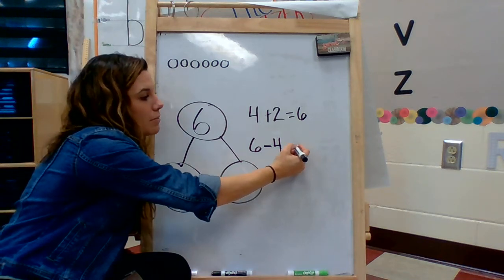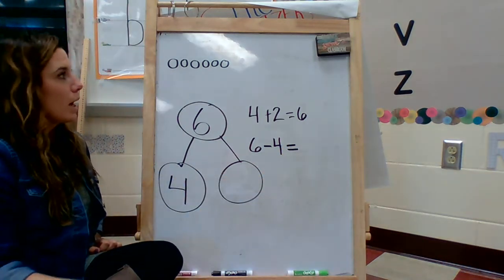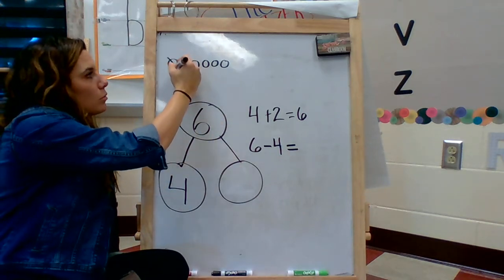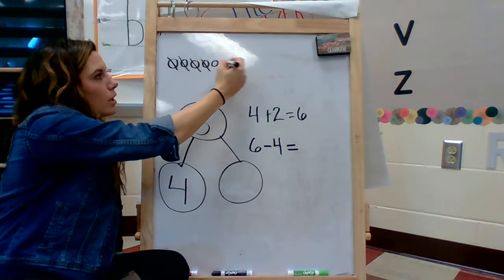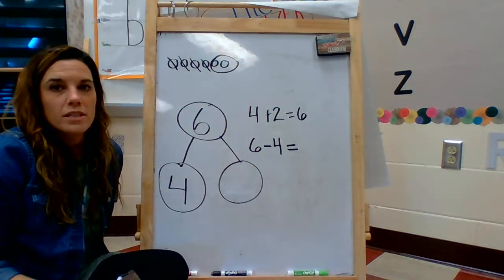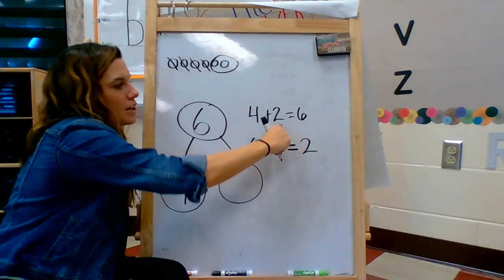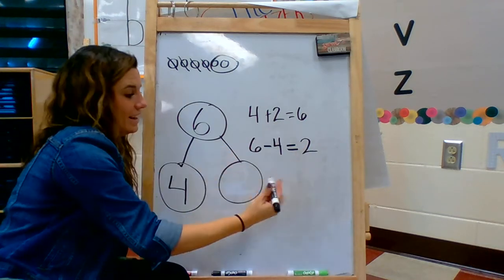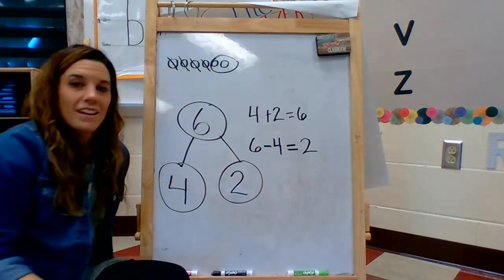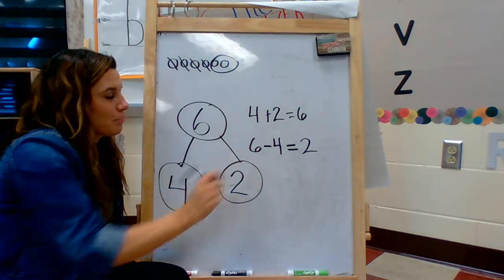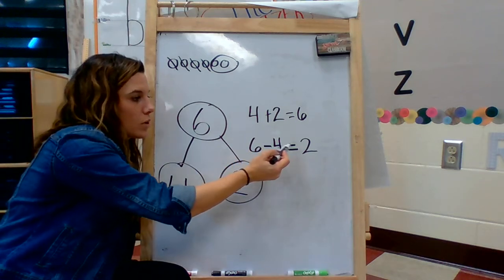So how am I going to find that answer? Well, I have 6 up here. I'm going to take 4 away. 1, 2, 3, 4. How many do I have left? 2. Was that our missing addend? It is. Do you see that? We did it, but we did it with subtraction. 6 minus 4 equals 2.